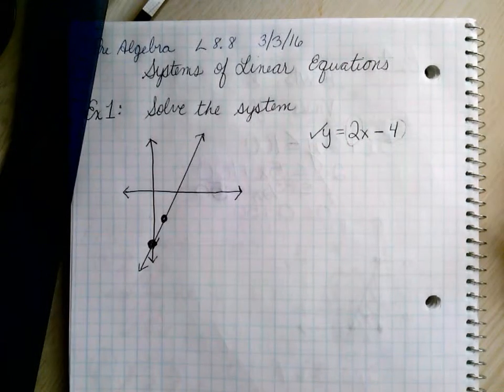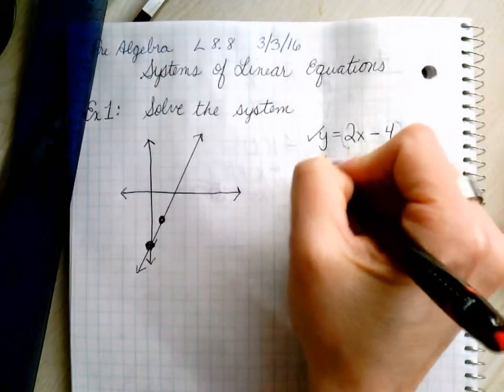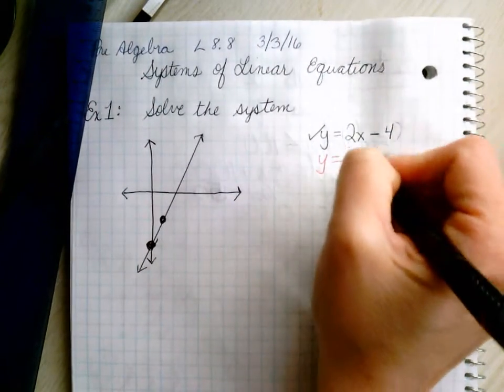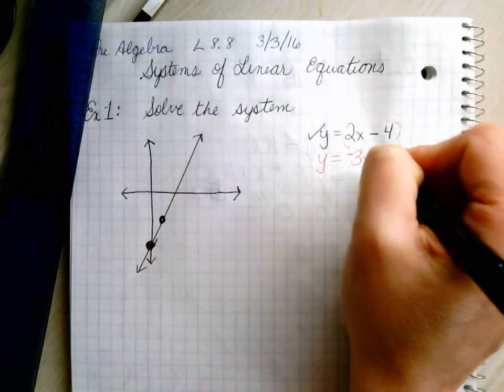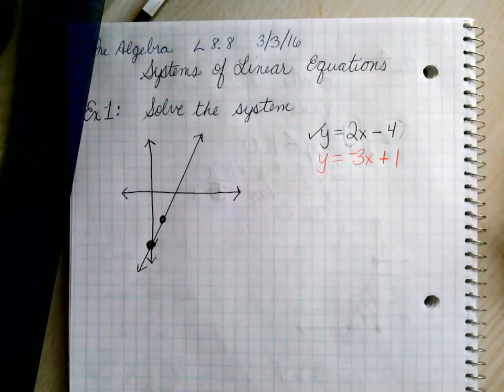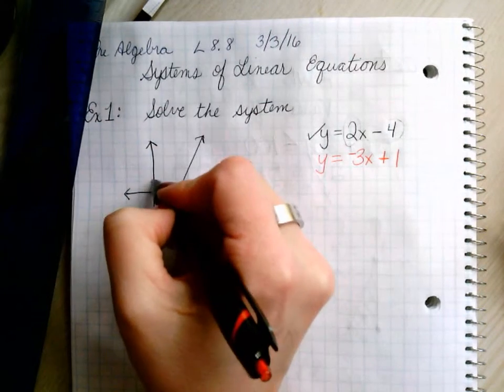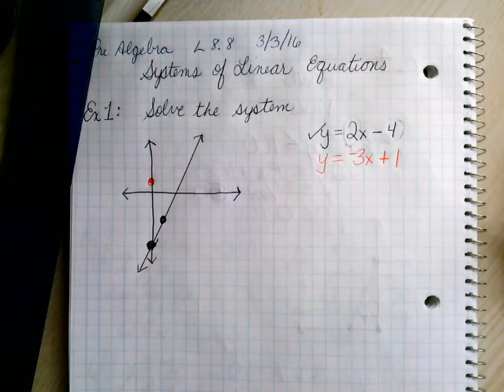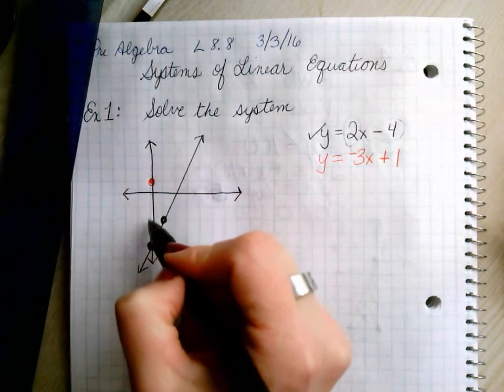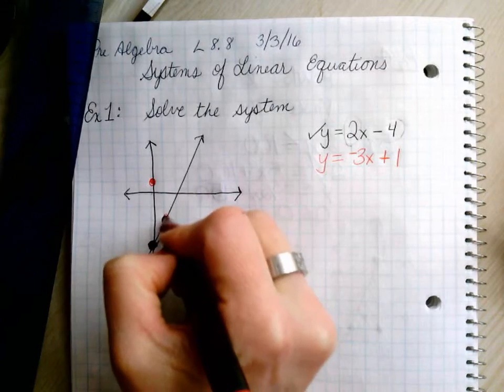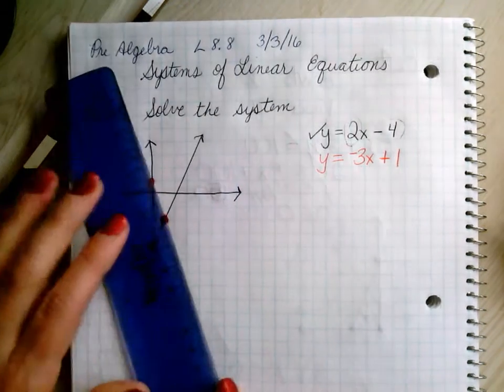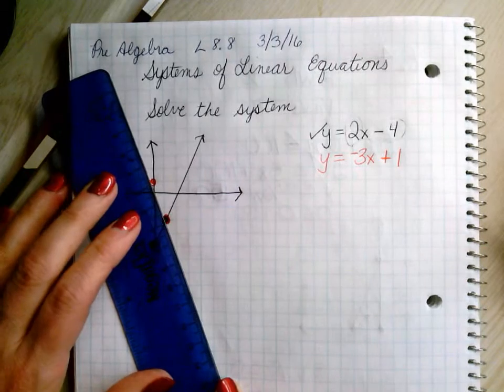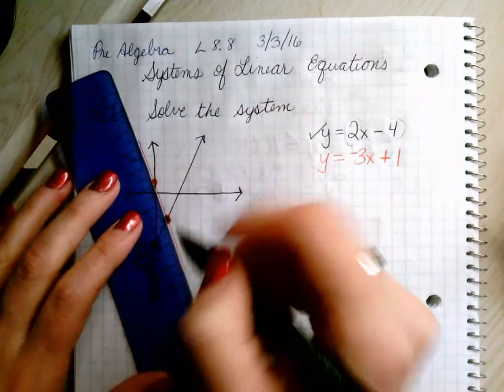Okay, the second equation, y equals negative 3x plus 1. Is this equation written in slope-intercept form? Then what is the y-intercept? 1. And the slope is negative 3, which means down 3, right 1. Down 3, right 1. Oh, look. It shares the exact same point as the other line does. Quite clearly.